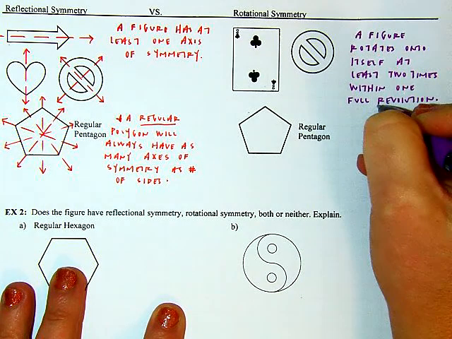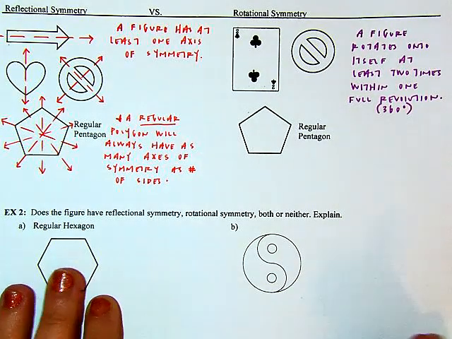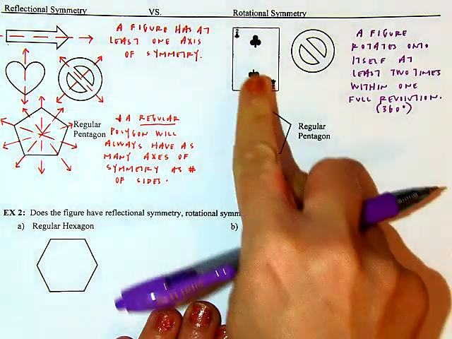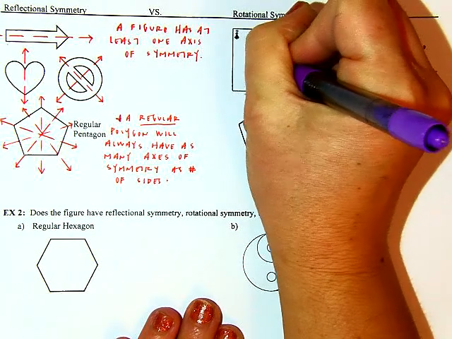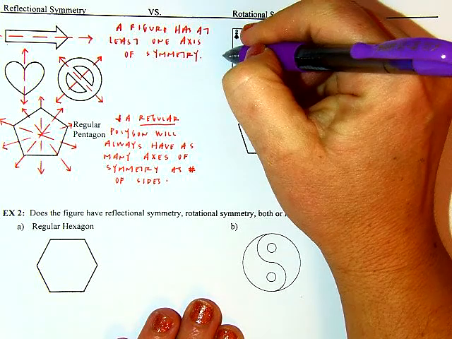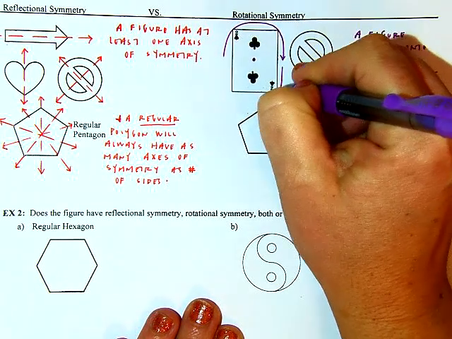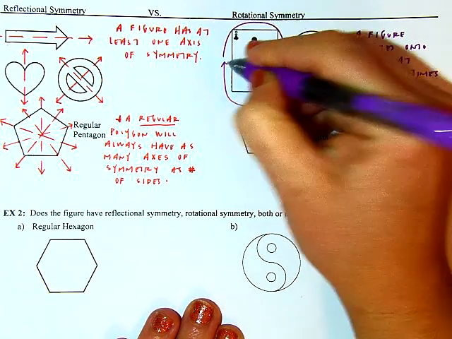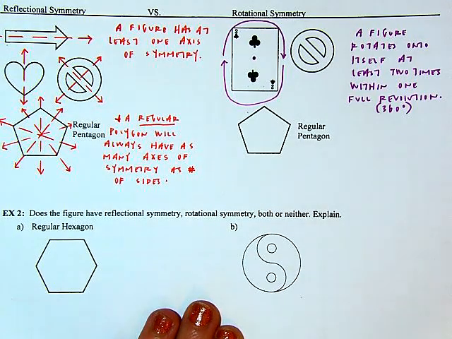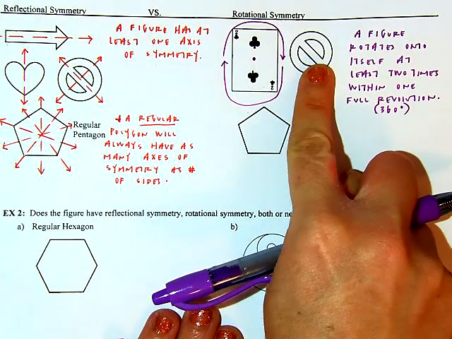Okay, and then one full revolution is a full spin, 360 degrees. So if I look at my playing card, for example, I have a little dot where the center is, right? Remember how I rotated it? So 180, usually I draw arrows just to show how I'm rotating it, and then another 180, and it was back to its original orientation.